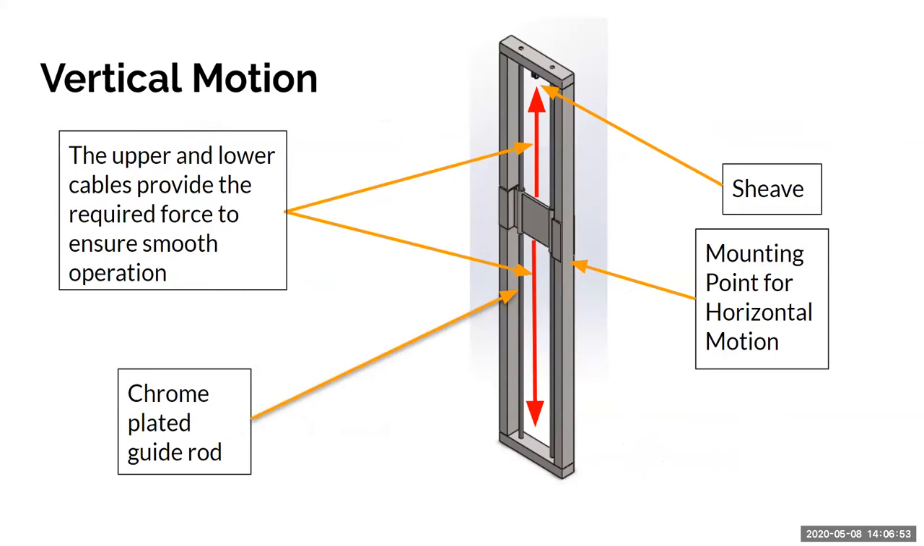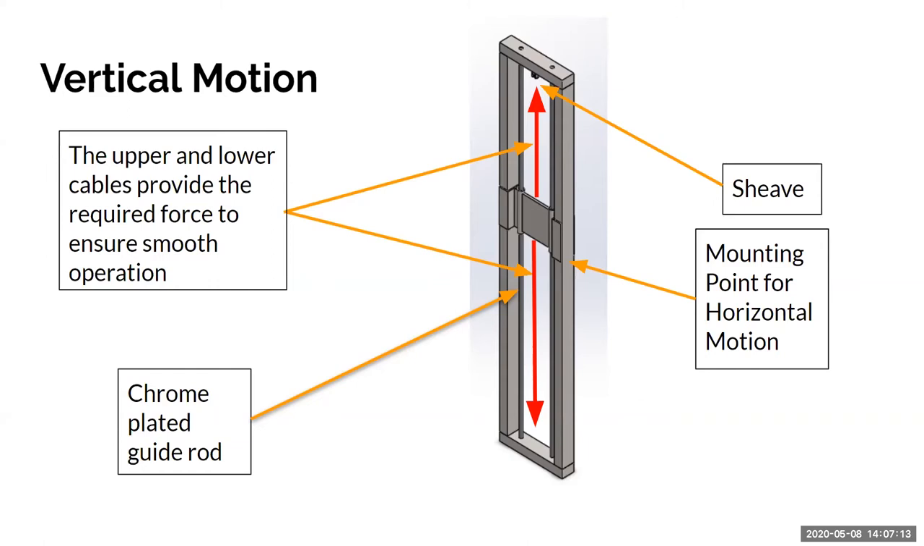So shown in the center is the system that provides vertical motion. As shown in red, the upper and lower cables provide optimal force in both directions to ensure smooth raising and lowering. Also, 3/4-inch chrome-plated guide rods help with counteracting the moment and lowering friction.